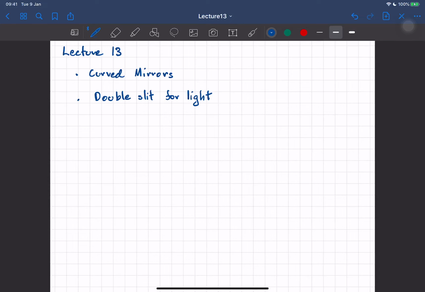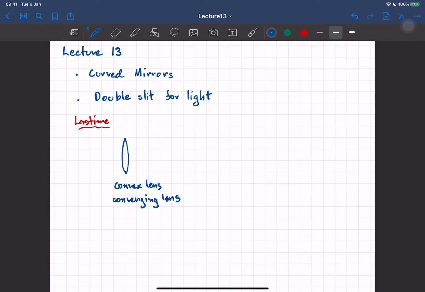So let's review quickly what we talked about in lecture 12. In lecture 12, we talked about an optical element called lenses. Last time we talked about two things. First is what we call converging lens. A converging lens is also called a convex lens or converging lens. Either term is fine, okay?